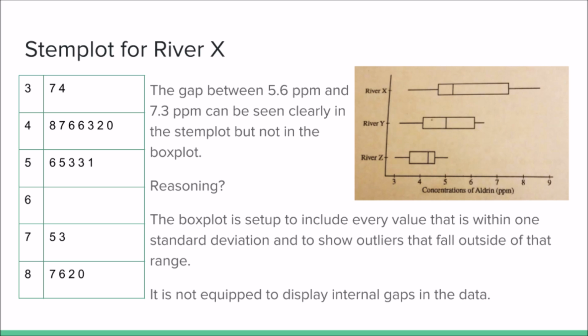This wasn't shown in the box plot because they're not equipped to show gaps in the data that are not considered outliers in the data. So anything that is hidden with the data won't be shown in the set because of how it's made as a box plot.